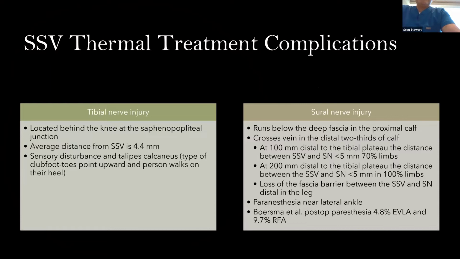Tibial nerve injuries can result in club foot, and sural nerve injuries can result in paresthesias near the ankle. So again, the safe zone for thermal ablation of the SSV is similar to the GSV. I feel it's along the span of the gastroc.